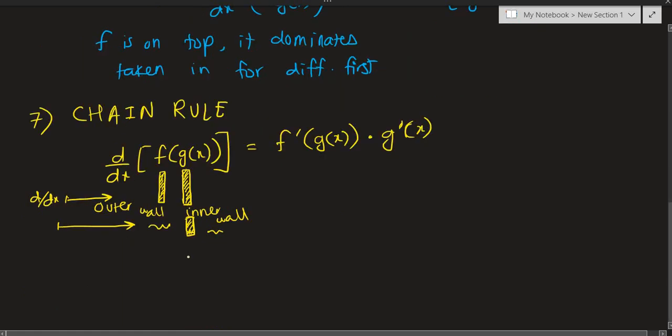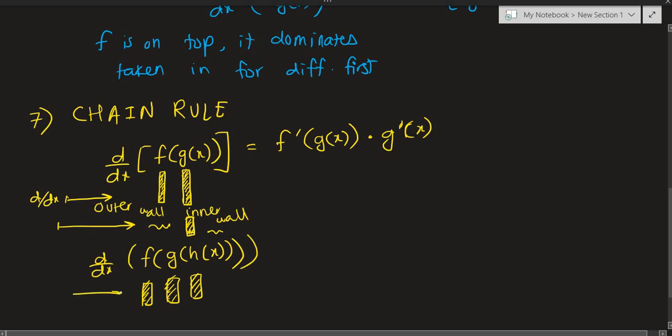And why this is called the chain rule is because, say if you had three functions, so f of g of h of x, that will be like having three walls, right? And differentiating three walls is basically shooting a continuous laser at these three walls. So the first wall breaks down, and breaking down is basically differentiation, f prime.